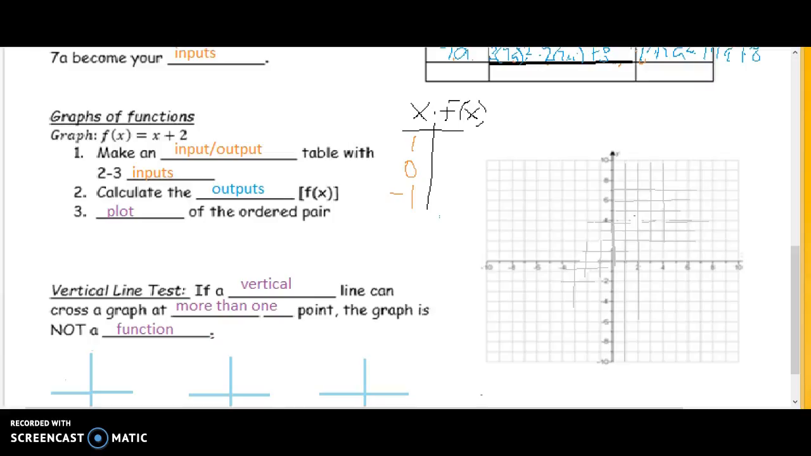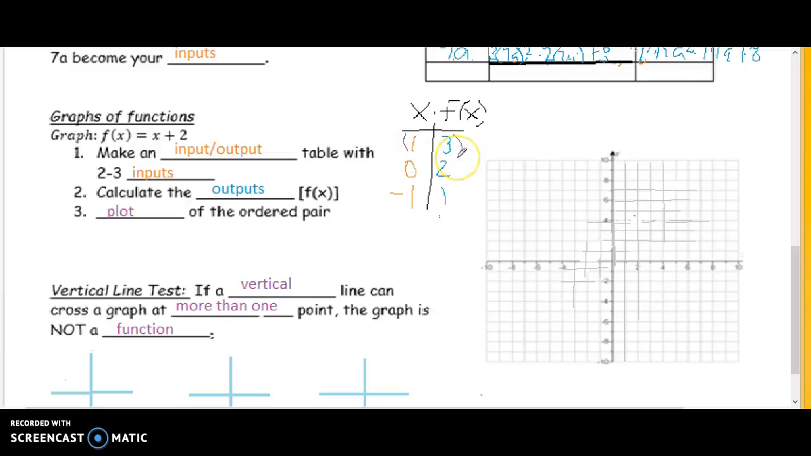So when I put 1 in, 1 plus 2 is 3. When I put 0 in, 0 plus 2 is 2. When I put negative 1 in, I get 1. And the last part would be to plot those points. My graph got a little messed up over here, but yours should be fine. So you would plot these as ordered pairs.